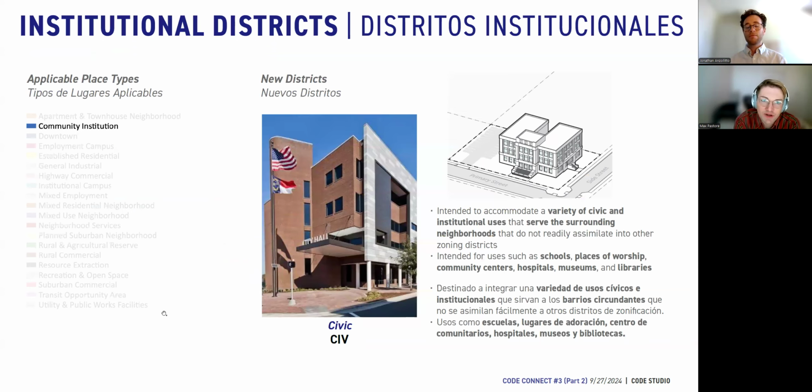So moving into our next set of districts, this is institutional districts. At the moment, we're really just looking to introduce the civic zoning district. This is a district that is really intended to accommodate a variety of civic and institutional uses that serve the surrounding neighborhoods in Durham, but don't necessarily assimilate into other zoning districts. It's pretty distinct. So you can think about this as things like schools, places of worship, community centers, hospitals, museums, libraries. And it's really intended to implement the community institution place type from the comprehensive plan.